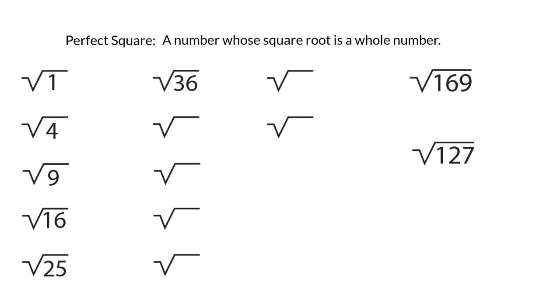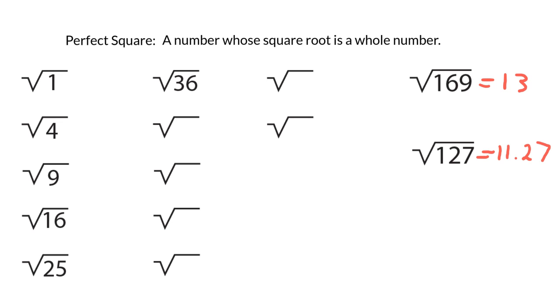The square root of 169 is equal to 13. 13 times 13 equals 169. And the square root of 127 is 11.27 if we round it to the hundredth place value. So this means that 169 is a perfect square because its square root is a whole number. And 127 is not a perfect square because its square root is not a whole number.